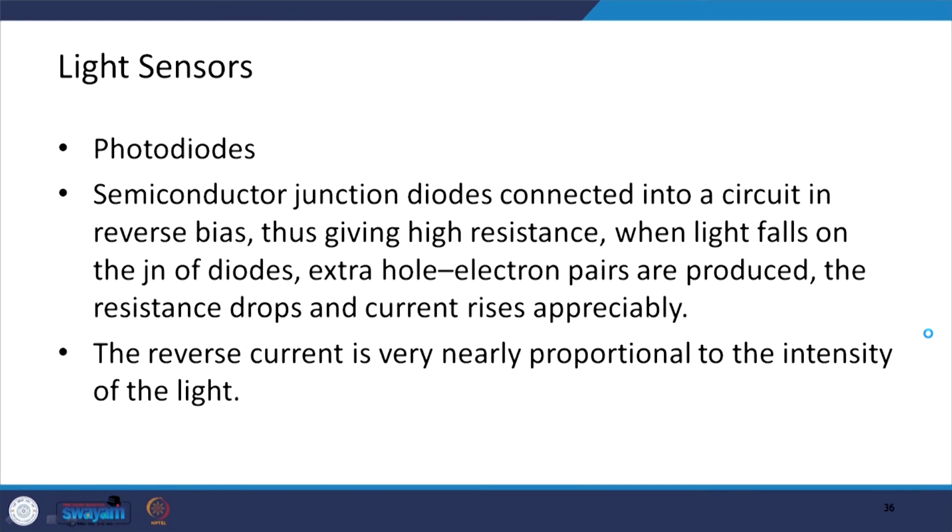These light sensors include the photodiodes, which are semiconductor junction diodes connected in a circuit in reverse bias, thus giving high resistance. When light falls on the junction of the diode, extra hole-electron pairs are produced, the resistance drops and the current rises appreciably. The reverse current is very nearly proportional to the intensity of the light in this case.